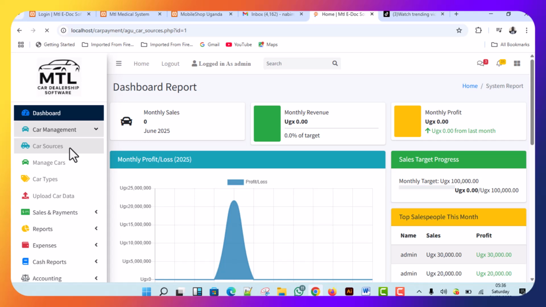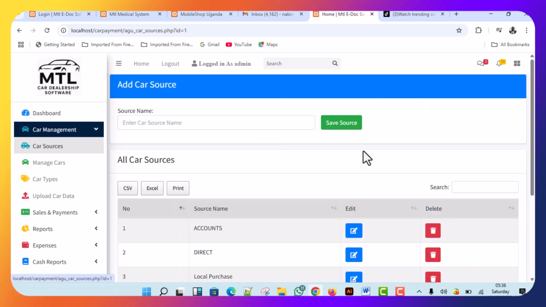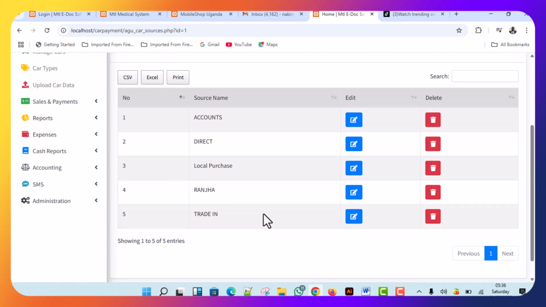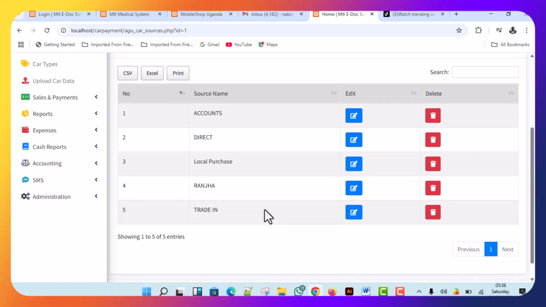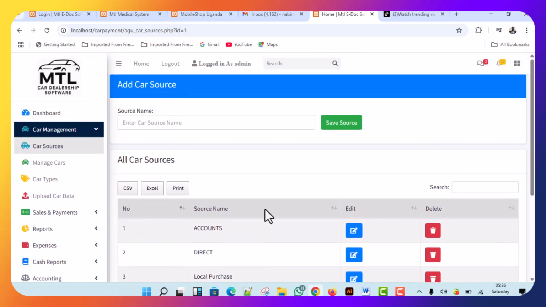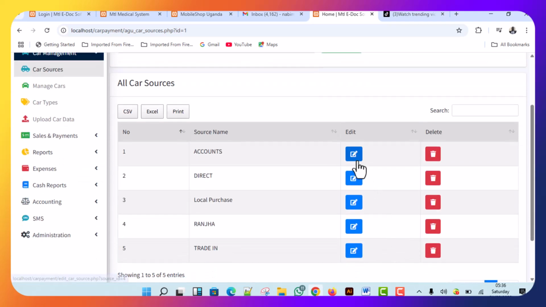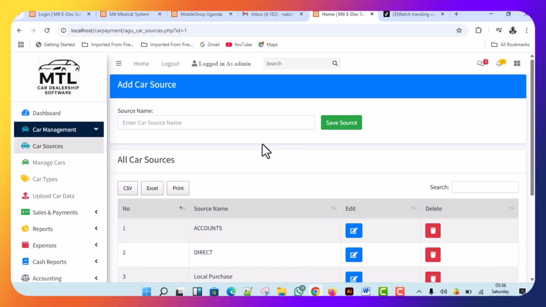So for now let's look at the data entry, car source, where the car is got from. How are you buying your cars? Are you getting them from local purchase? Are they direct from Dubai? Or which company do you buy from? So you register these as the sources. Then these are registered and managed. You can edit, you can delete, you can add any.